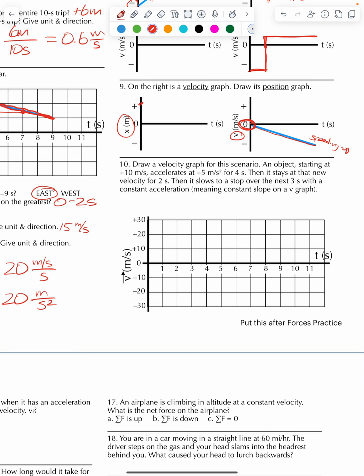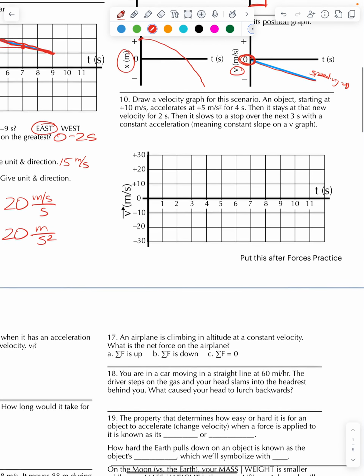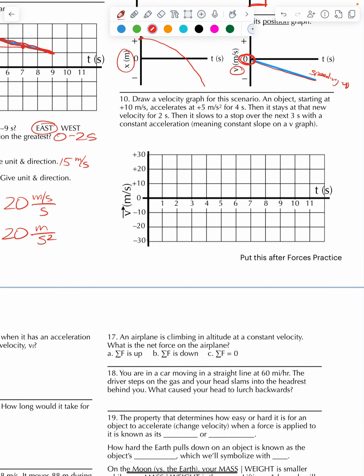Now I need to go in the negative direction, so I need to head down, but I need to speed up, which means I need the slope to get steeper and steeper and steeper. So that is heading in the negative direction and speeding up. All right, let's keep going. There's a chance I do this in 2 parts because this is taking a while. We got still 2 more pages.